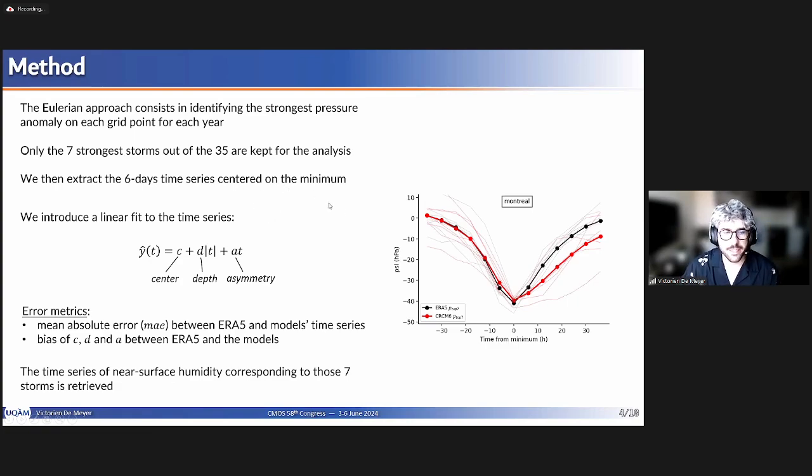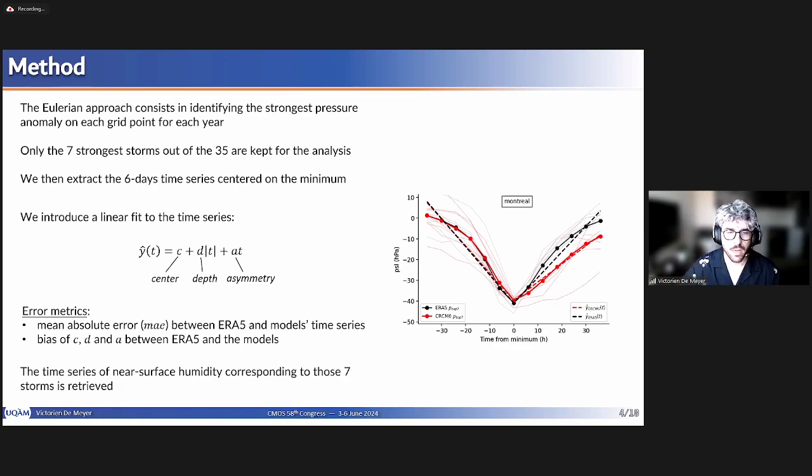We then introduced a linear fit to the time series, as you can see now on the plot with the dotted lines. That linear fit is actually the sum of 3 different parameters that all have a physical meaning and will be very helpful to study more in depth the error we get.